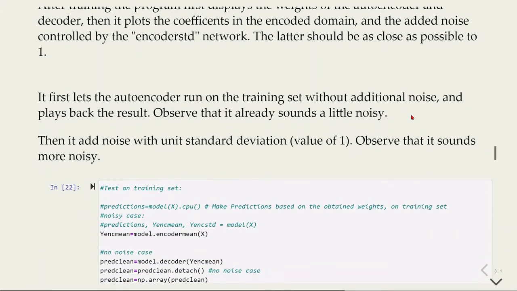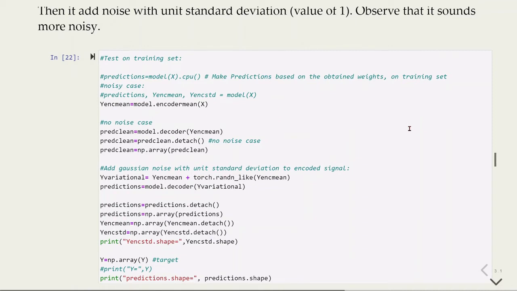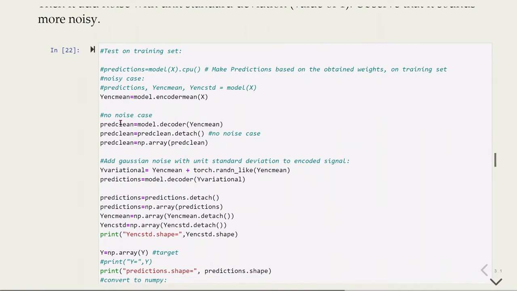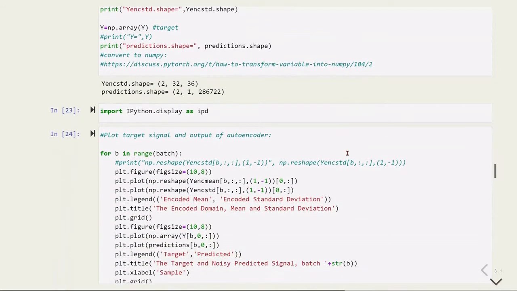Here we will run our experiment first without the additional noise, and then with added noise. So here we have our training set, and we have our no noise case, and here the noise case where we are adding Gaussian noise with unit standard deviation to the encoded signal. We infer and make some predictions, and then we will also listen to the results.